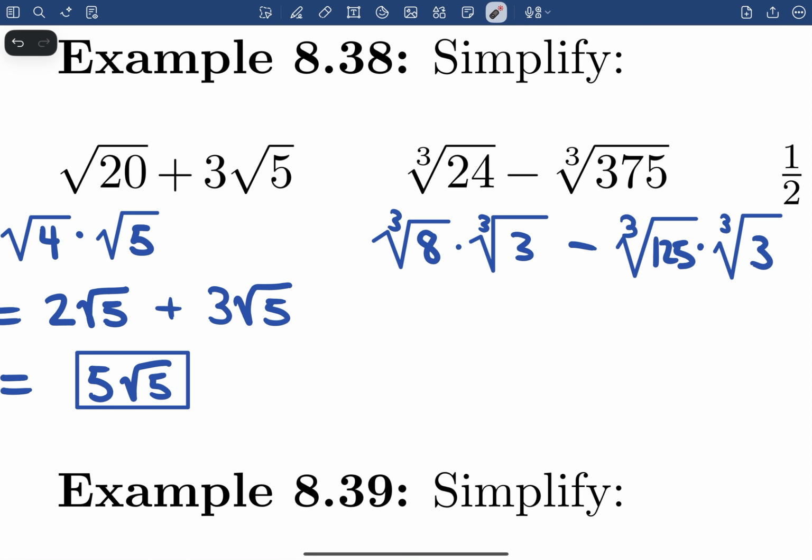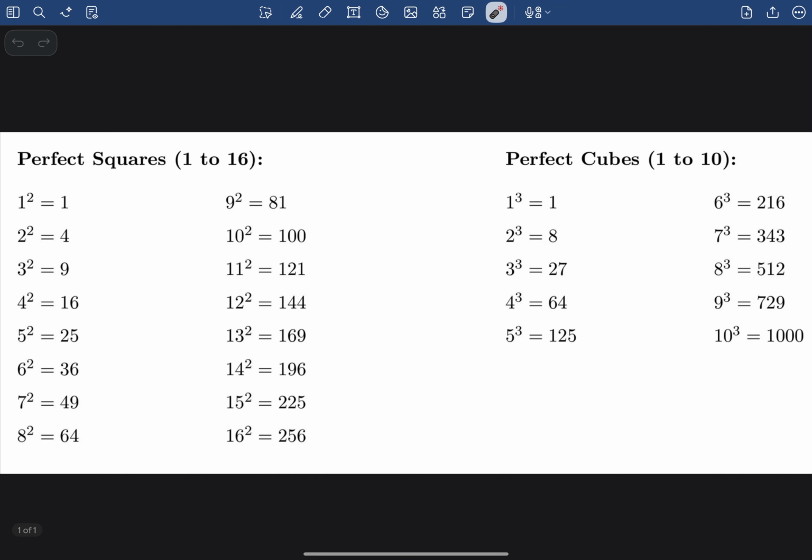And I think your brains are very clever. You just have to remember your perfect squares and your perfect cubes, right? You have to have these kind of in your mind. So when I see 375, my brain says, hey, take 125 and multiply it by 3. I think you're going to get better and better at this as we go.